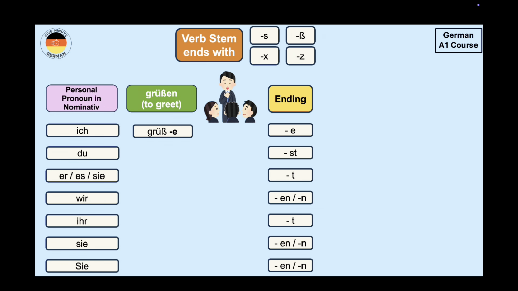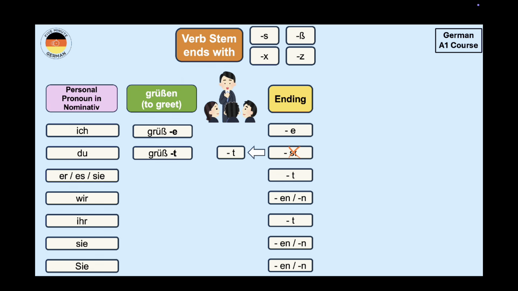In case of second person singular, the ending should be st. However, we will not use this ending. Rather, we will remove the s and only use t as the ending. So this will become du grüßt. The reason for removing the s over here is that the letter ß also gives the same sound as an s. So if we use the ending st over here, then there will be a duplication of the letter s.